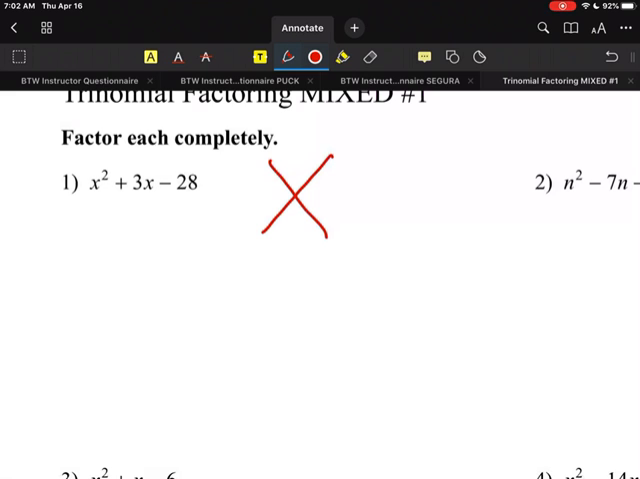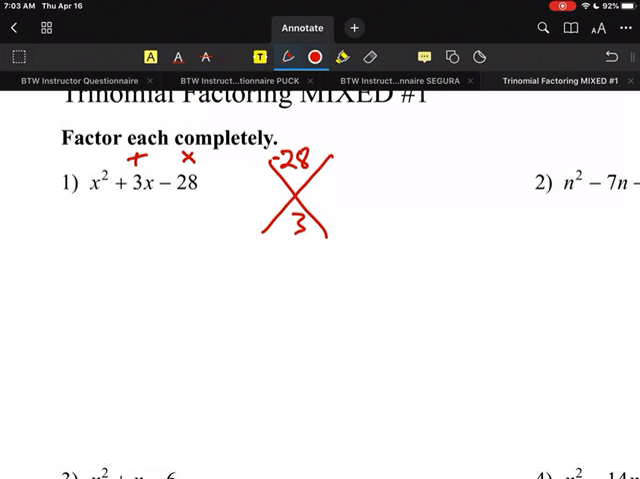Okay, so remember the third number, the last number, is the one that goes on top, is the one you're looking to multiply to, and the middle number is the one that goes on the bottom, is what you're going to add to. So this is actually a negative 28. All right, so we're trying to figure out what two numbers can multiply to negative 28 and add to 3.